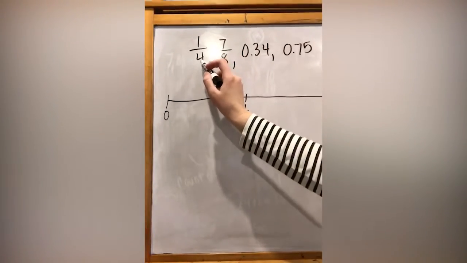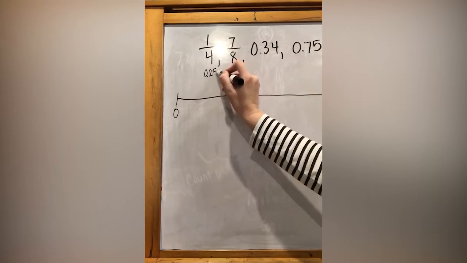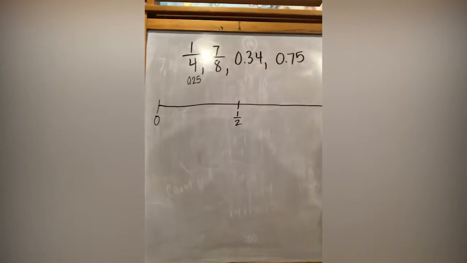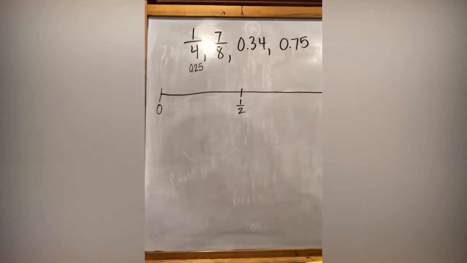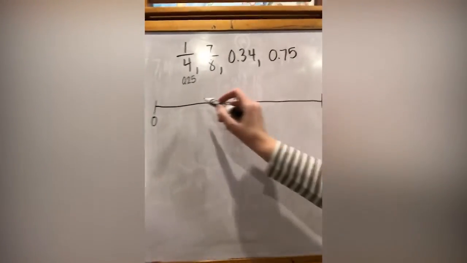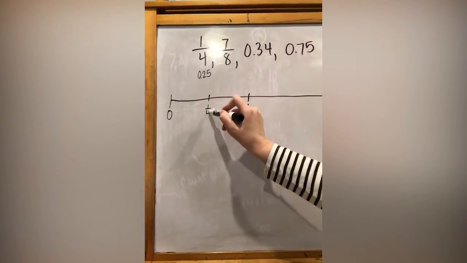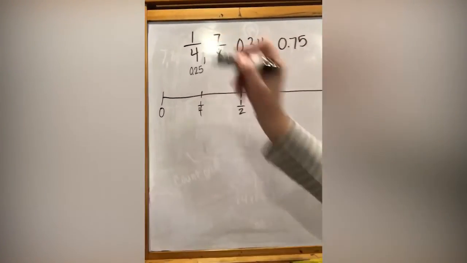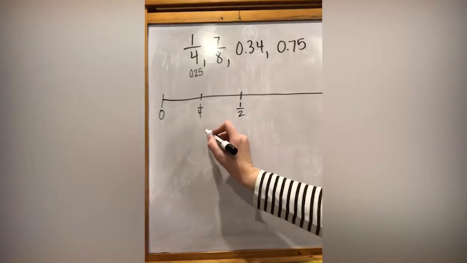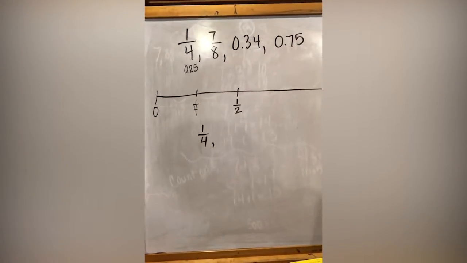As I'm looking, I know that 1/4 is equivalent to 25 hundredths. And we know that 1/4 of $1 is 25 cents. We know if we broke this number line up into 4 pieces, that 1/4 would be right around here. So in my mind, I'm thinking that's going to be the smallest of the fractions and decimals here. So I'm going to put 1/4 there.